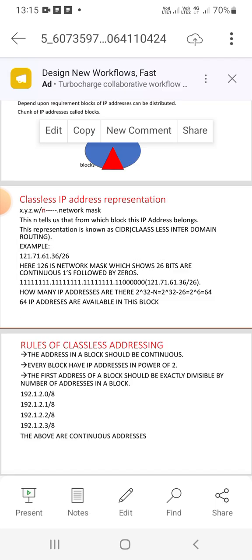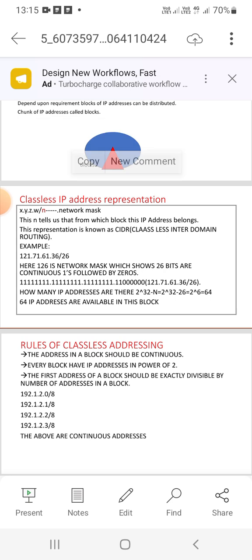Example: 121.71.61.36 slash 26. What does it mean? Here slash 26 is the network mask, which shows that 26 bits are continuous ones followed by zeros. This can be converted into binary format.